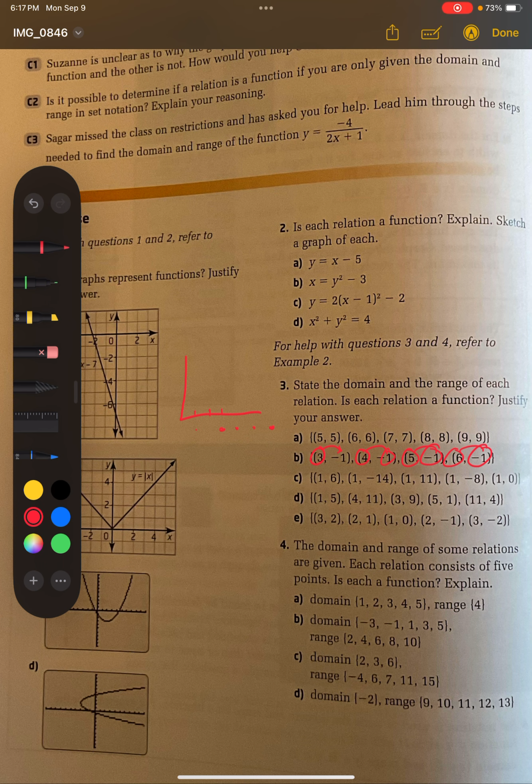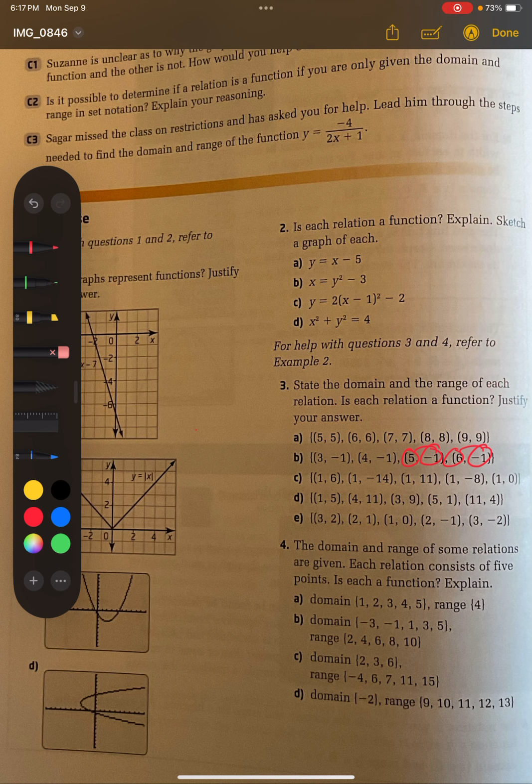Yes, it is. Why is it a function? Because there's only one value for every x value in the domain. And it passes the vertical line test, to be honest. There's only one value. Okay?